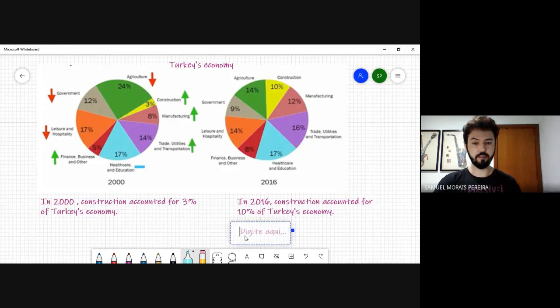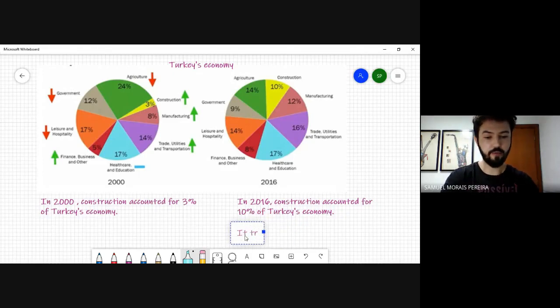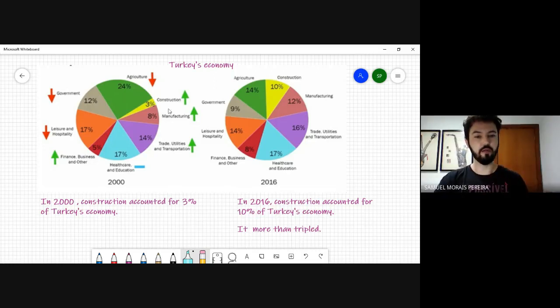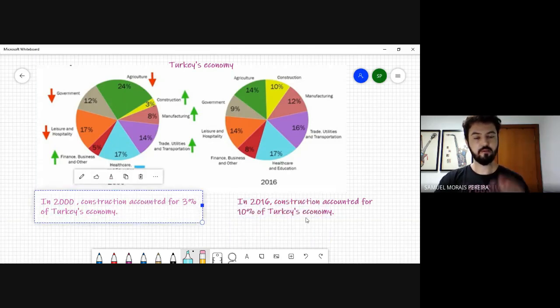So, as you can see here, it tripled. Can you see? Now, it more than tripled. Do you understand the sentence here? It more than tripled. Mais que triplicou. Vocês entenderam por que triplicou, né? Ó, 3% vezes 3 seria 9%, né? Mas foi para 10, então, ó, it more than tripled. Okay? Well, that's it. So can you see? You can use basic sentences like this to compare information, okay?